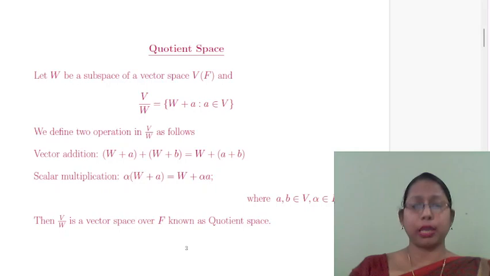alpha belongs to F. Under these two operations, that is vector addition and scalar multiplication, V/W is a vector space over the field F. This vector space is known as quotient space.